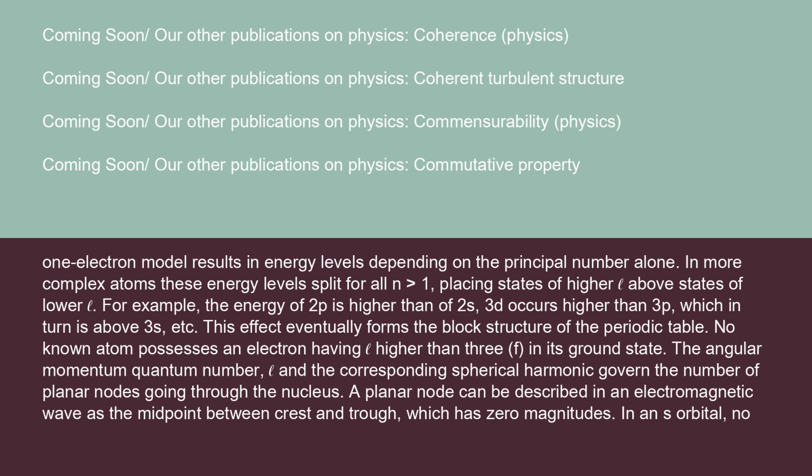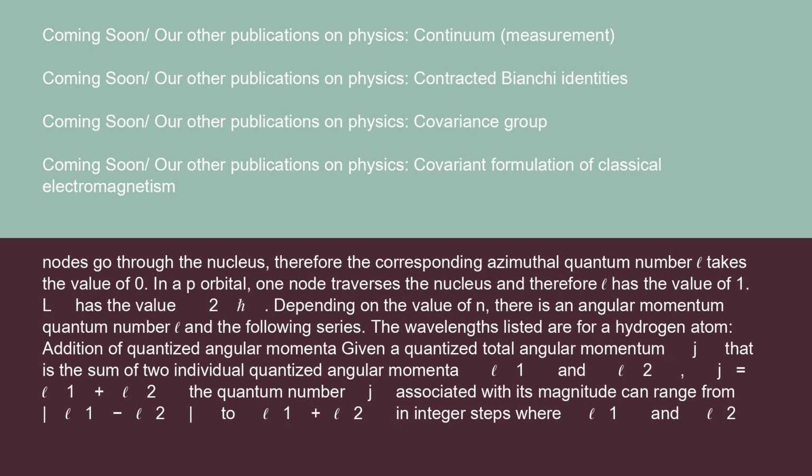In an s orbital, no nodes go through the nucleus. Therefore, the corresponding azimuthal quantum number l takes the value of 0. In a p orbital, one node traverses the nucleus and therefore l has the value of 1. For a d orbital, l has the value 2. Depending on the value of n, there is an angular momentum quantum number l and the following series. The wavelengths listed are for a hydrogen atom.